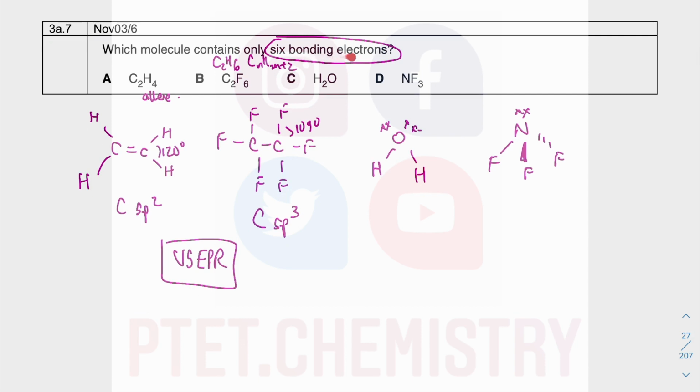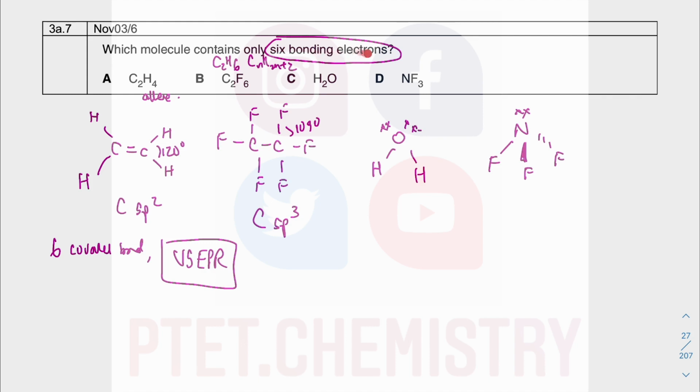Contain only 6 bonding electrons. So these are bonding electrons, okay. The electrons involved to form covalent bond, you have 1, 2, 3, 4, 5, 6. You have 6 covalent bond. Each covalent bond is 2 bonding electrons. That means 2 electrons that are involved in bonding.